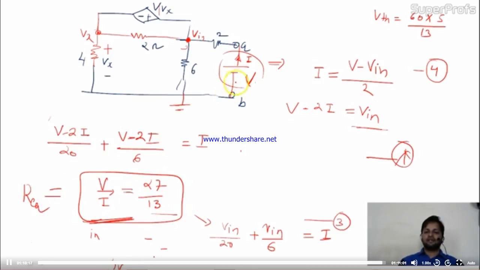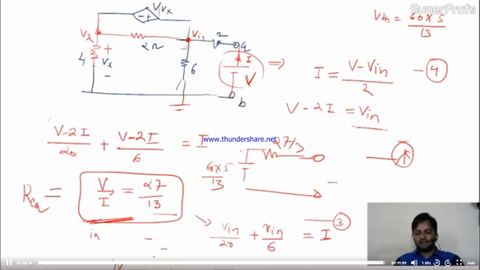So the resultant of this circuit will be nothing but VTH, we found, is 60 into 5 by 13, and RTH, that is 27 by 13. This is the resultant of this. This is all about the Thevenin theorem. I hope this concept is clear.